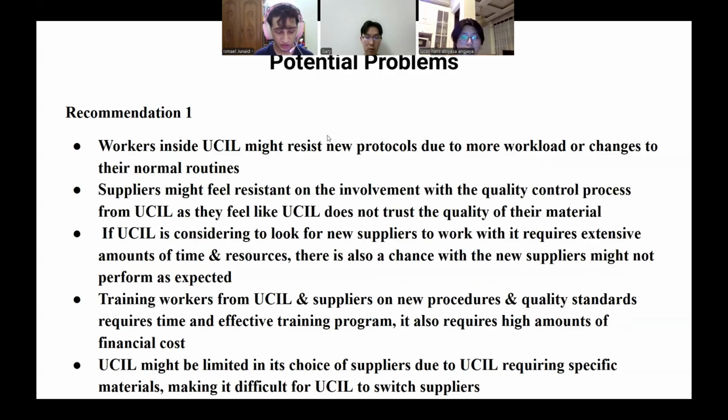Potential problems. Our first recommendation: workers inside UCIL might resist new protocols due to more workload or changes to their normal routines. Suppliers might be resistant to the involvement of UCIL in the quality control process as they feel like UCIL does not trust the quality of their material. If UCIL is considering looking for new suppliers to work with, it requires extensive amounts of time and resources. There is also a chance that the new suppliers might not perform as expected. Training workers from UCIL and suppliers on new procedures and quality standards requires time and an effective training program. It also requires high financial costs. UCIL might be limited in its choice of suppliers due to requiring specific materials, making it difficult to switch suppliers.